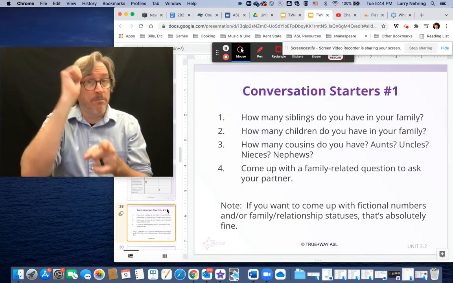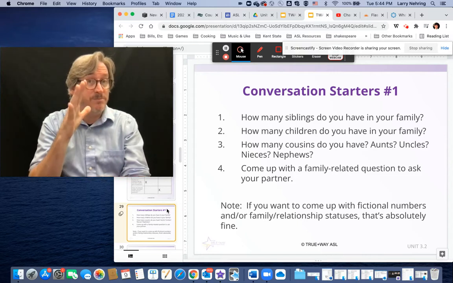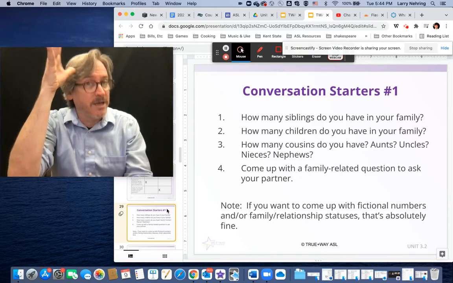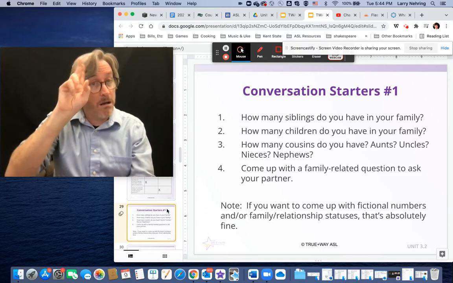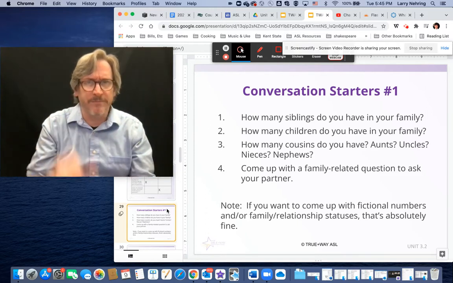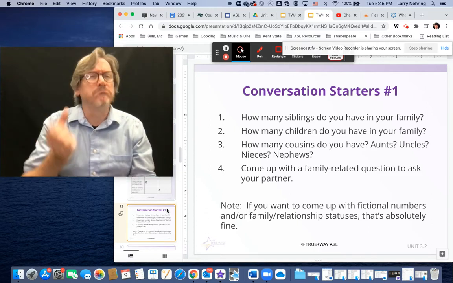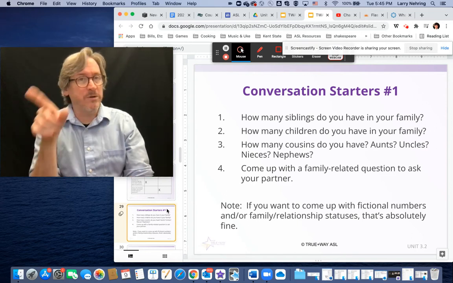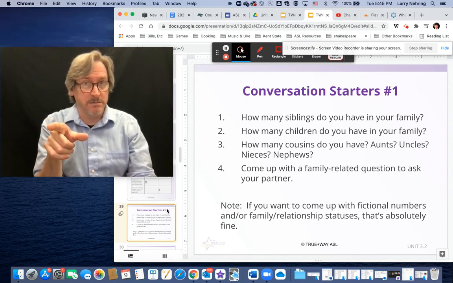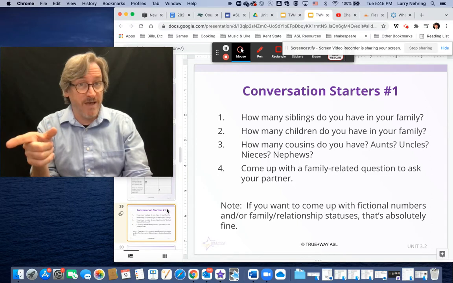So siblings, brother, sister. Same as mom, dad. If you sign them together, it's parents. Aunt, uncle, same kind of thing, a pairing. Cousins. So think about how you would translate these sentences. How many brothers do you have in your family?